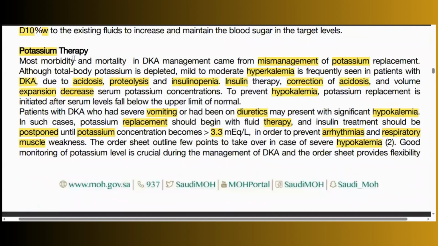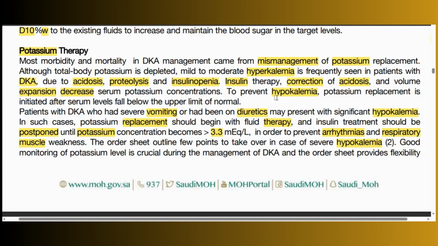So, potassium therapy. Most morbidity and mortality in DKA come from mismanagement of potassium. The complication of potassium in DKA is either hyperkalemia or hypokalemia. The hyperkalemia is due to acidosis, proteolysis, and insulinopenia, and the hypokalemia is due to insulin therapy, correction of acidosis, and volume expansion.